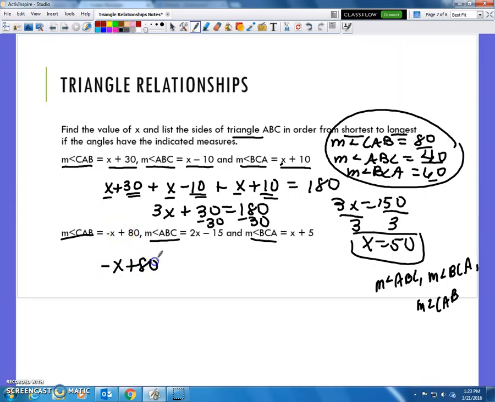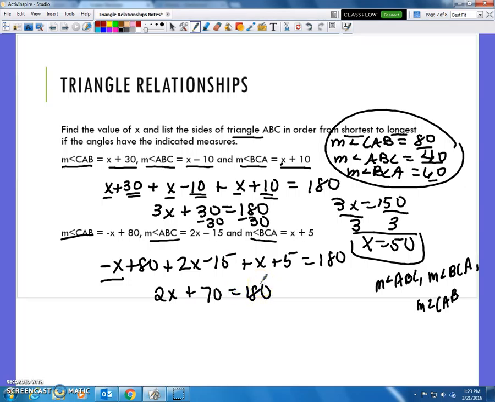Negative x plus 80 plus 2x minus 15 plus x plus 5 should all equal 180 degrees for my triangle. Now when I'm combining my like terms, we need to remind ourselves that the negative sign stays with the x. So I really have negative 1x plus 2x makes positive 1x, plus another x makes 2x total. Plus 80 minus 15, 65, plus 5, 70, equals 180. So now we have this equation. It's time to solve it. We're going to get that variable by itself. So x must equal 55.